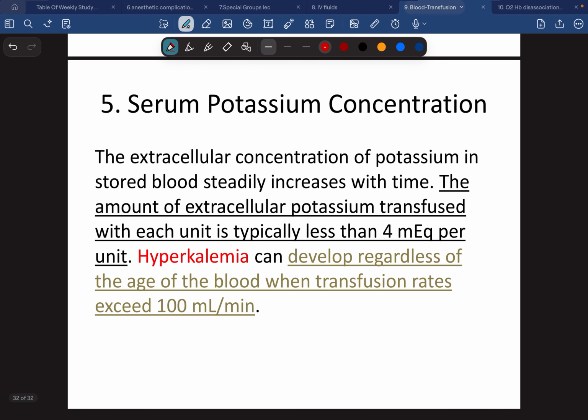Hyperkalemia. Extracellular potassium concentrations are usually high within the blood bags, and higher the longer the bag has been stored. The amount of extracellular potassium transfused is typically less than 4 milliequivalents per unit, but hyperkalemia is definitely a risk if we're infusing at very quick rates, more than 100 mL per minute.